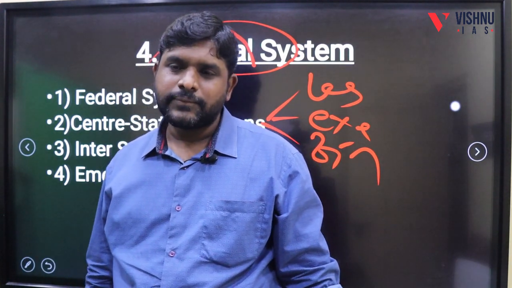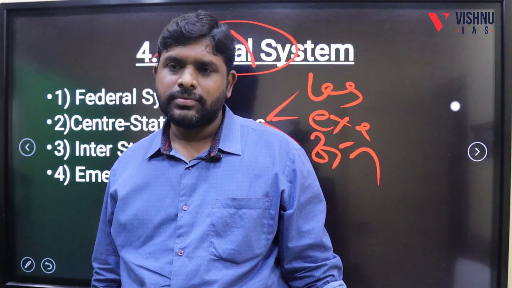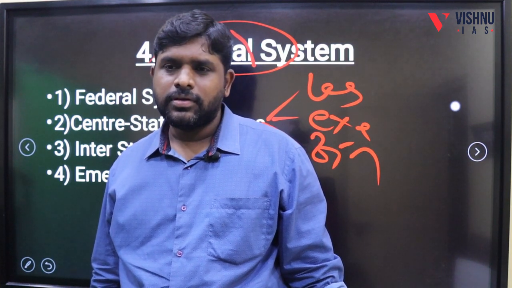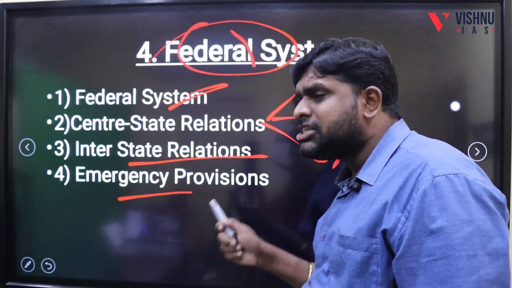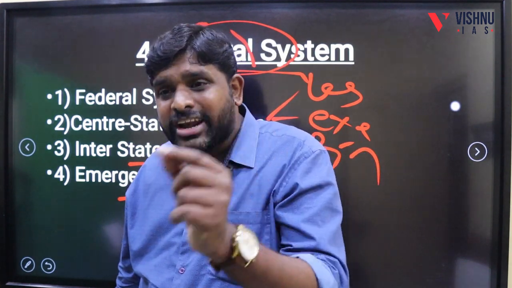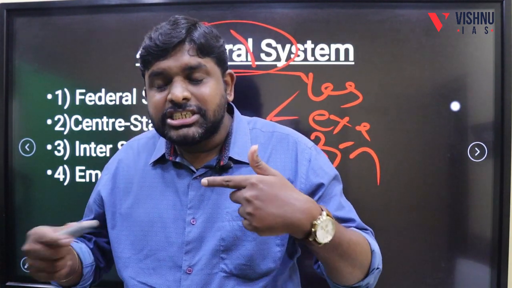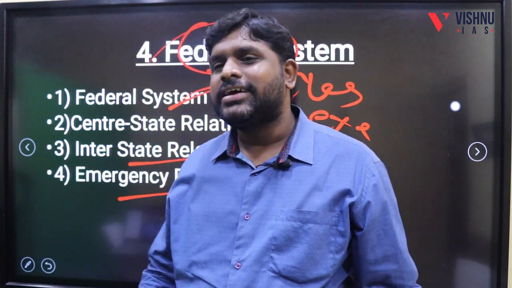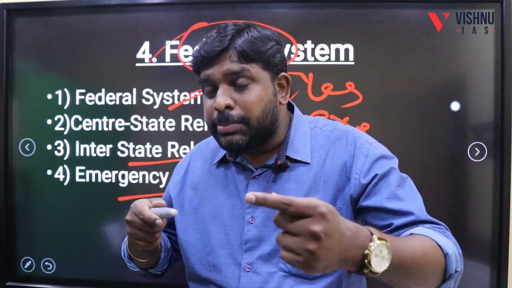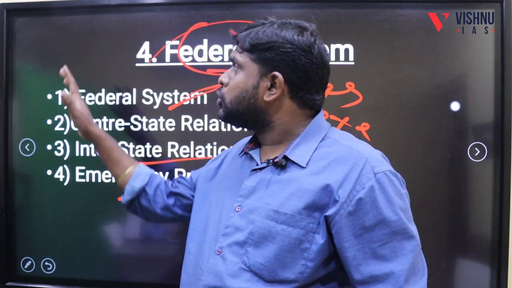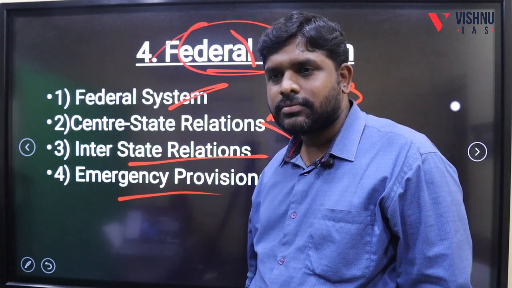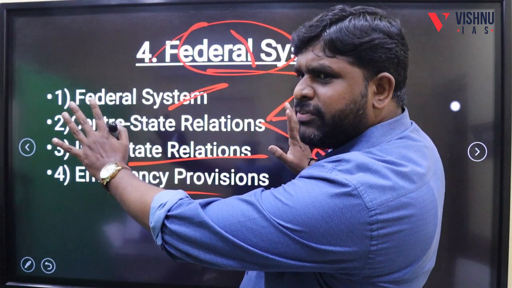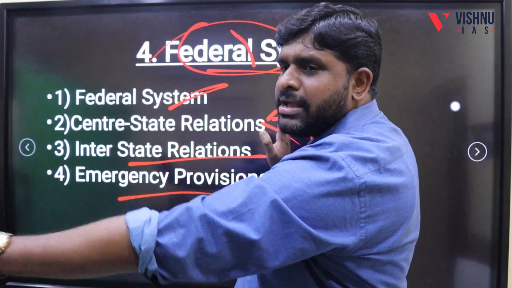Interstate relations, conflict between the states. Emergency provision is also federal. Why? Because when President's rule or national emergency is imposed, the relationship between the center and the state gets altered. So once we complete the federal system, everything related to federal will be completed.